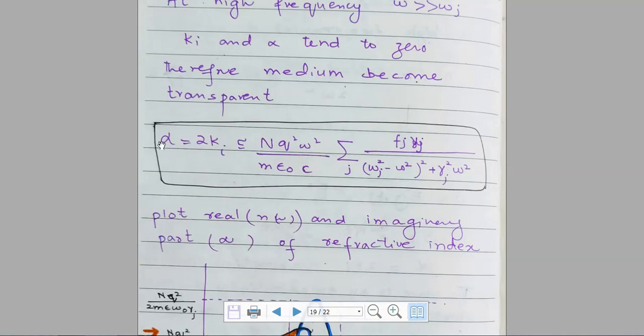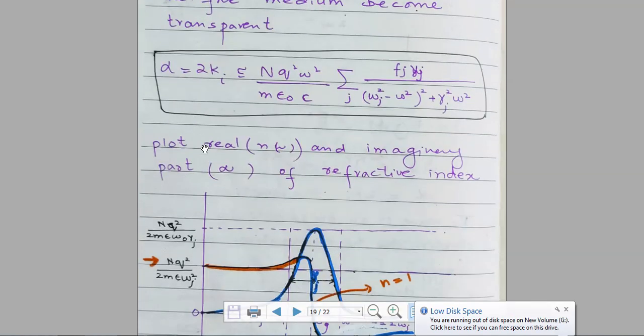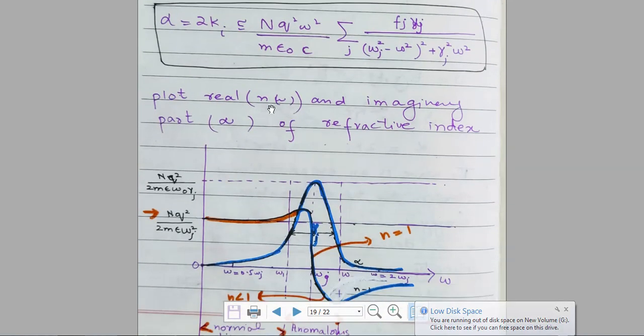Here the formula of alpha is written: alpha equal to 2 times k i, just multiplied by the factor 2. Now discuss the plot of the refractive index, the real part of the refractive index and the imaginary part of the refractive index.